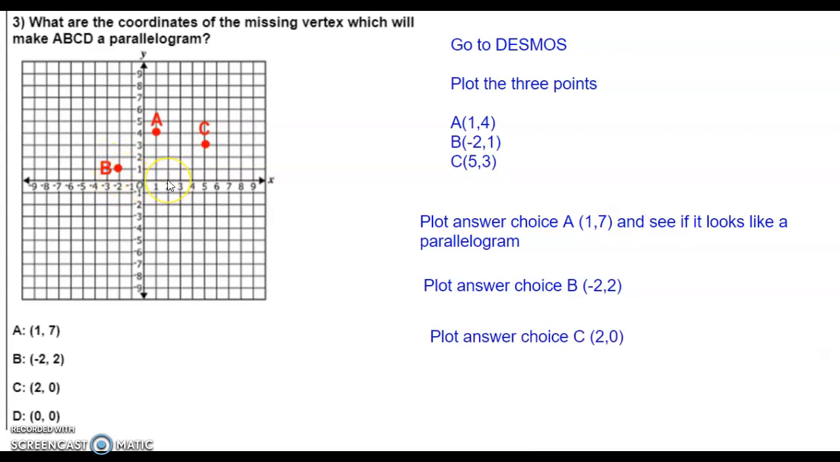2, 0 was right here. Ooh, that's a good one. That's a good one. And then 0, 0 is right here. So even though it's not way off, it's still not a parallelogram. What you can do too, when you plot the point, if you plot the point 2, 0, which is right here, you can actually count your slope. You can go from A to C, I went down 1 over 4. From B to 2, 0, I went down 1 over 4. Same slope, that means they're parallel. Remember that? Parallel lines have the same slope. That means it's a parallelogram.